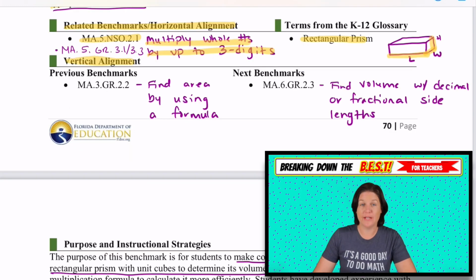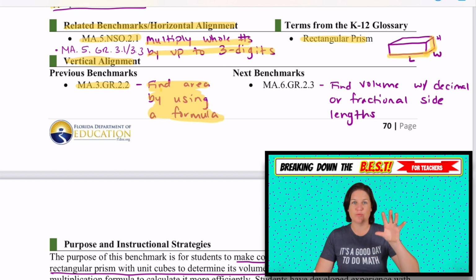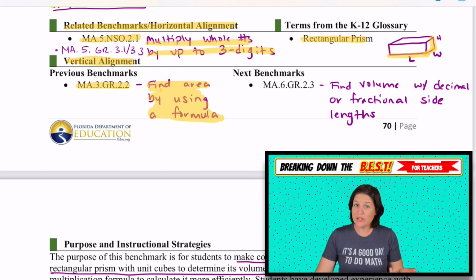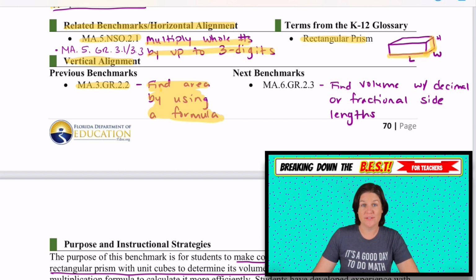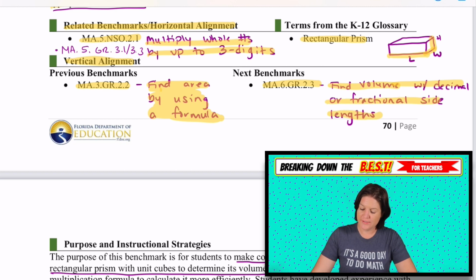What about vertical alignment? Where are they coming from? In 3rd grade, we had 3.GR.2.2, and this was finding area by using a formula. And just like in 3rd grade, first we used unit squares, then we stepped it up to using a formula. That's what we're doing here in 5th grade too. We use unit cubes, and now we're stepping it up to using some formulas. Then in 6th grade, we have MA.6.GR.2.3, which is finding volume with decimal or fractional side lengths.